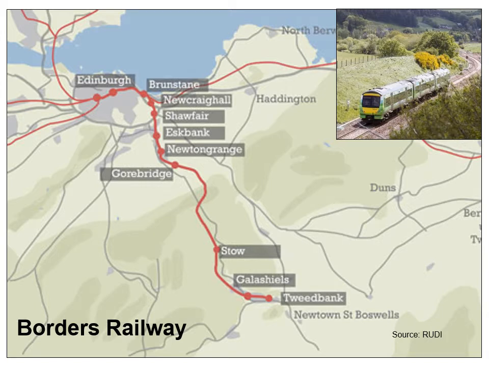The 30 miles of track sees passenger trains running from Edinburgh through Midlothian and into the Scottish Borders for the first time in almost half a century. It takes passengers between Tweedbank and Edinburgh in less than an hour, and trains run half-hourly throughout peak times.